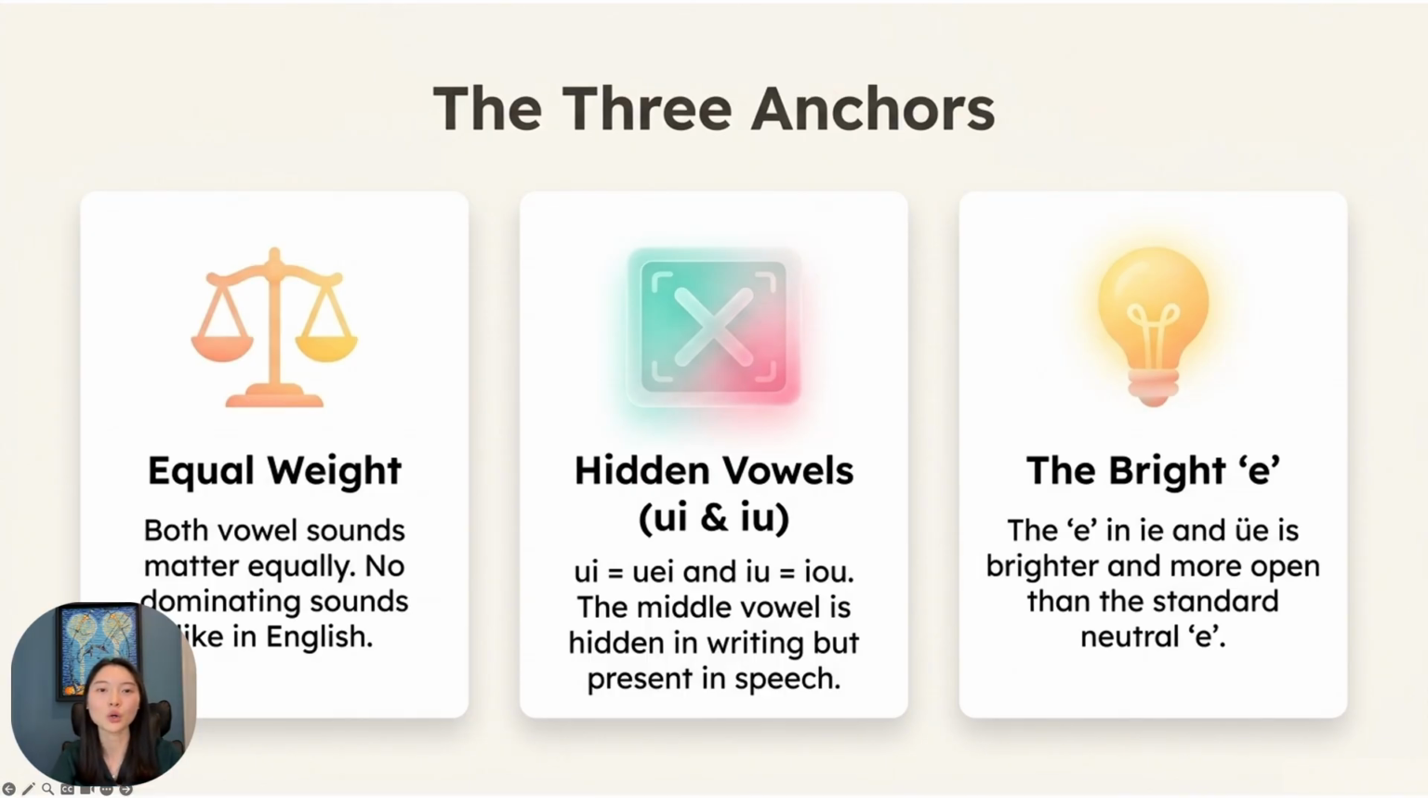That's episode 9. 3 things to remember. Number 1, equal weight. Both sounds matter equally. Number 2, ui and iu, the middle vowel is hidden in writing, but spoken in speech. Number 3, the e in ie and ue is brighter than the regular e.